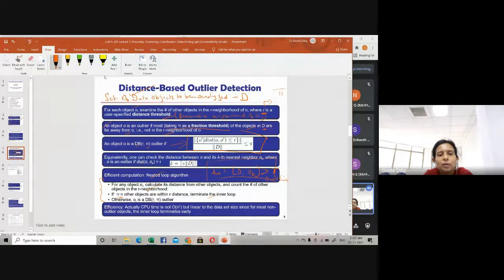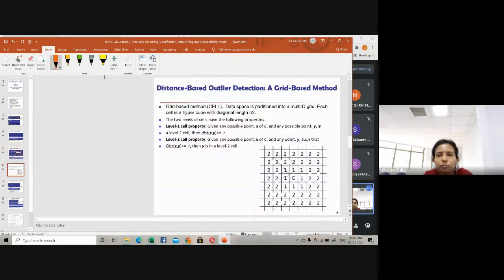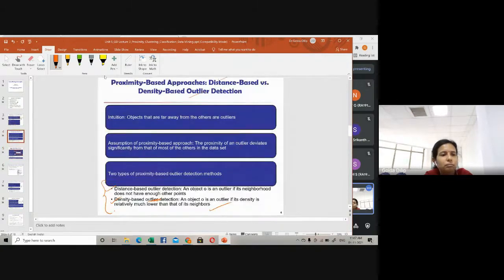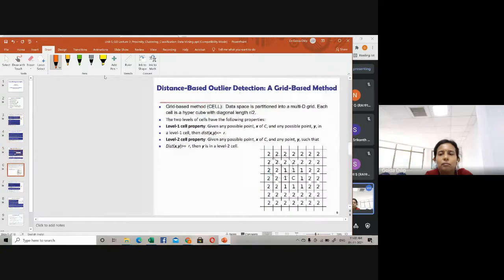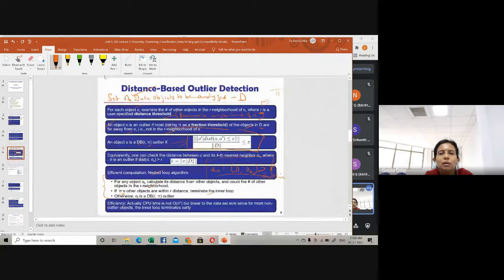So this is the nested loop algorithm, which is considered to be a little more efficient. The CPU time is of the order O(n squared), but linear to the data set size, since for most non-outlier objects the inner loop terminates easily. So that's regarding the distance-based outlier detection.